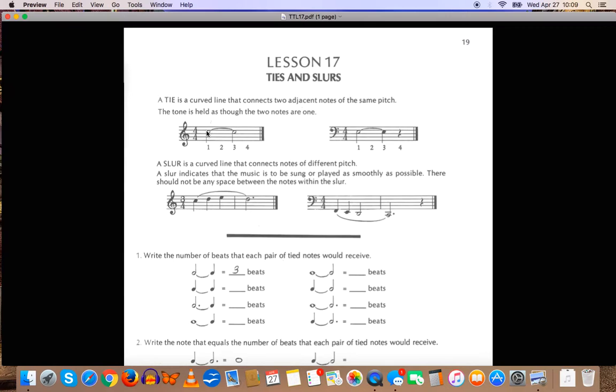So basically, when you have two notes tied together, they last for the duration of the sum of both notes. Like two half notes tied together is going to equal 4 beats, or a whole note. Or a half and a quarter together are going to equal 3 beats. That's a tie.